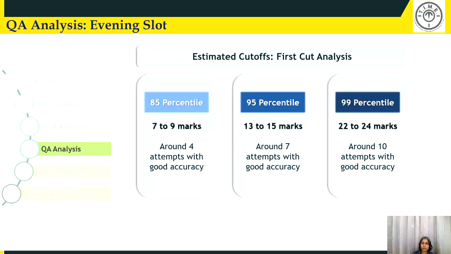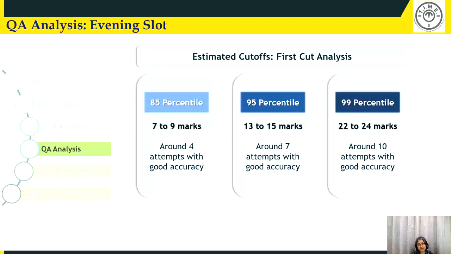So if you were able to find those 4 questions, we have been telling students that it's very important to scan all the questions. Don't try to do them sequentially, so that you don't miss out on the relatively easy questions. So then the cutoff should be in the range of about 7 to 9 marks with 85 percentile. Quite a good number of attempts would be around 7 attempts, and here also accuracy should be high. We don't recommend that students should be doing a lot of blind guessing here also.